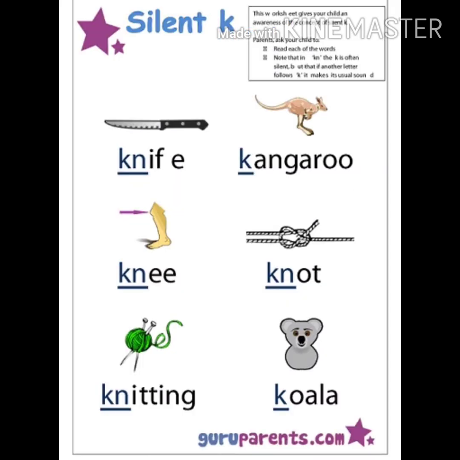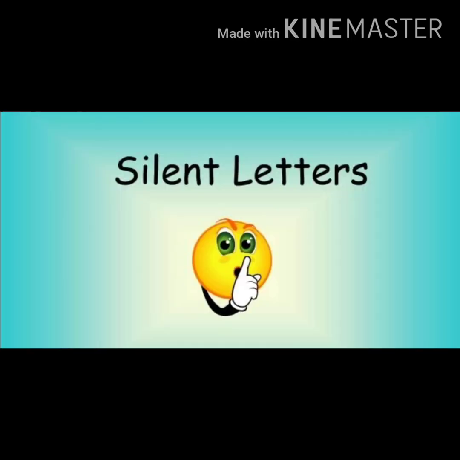In English, when K is followed by N, in most cases we do not pronounce K, okay? So it's always silent. So we say knife, we say knee, we say knitting, and so on. So you can see that you cannot depend on the letter you see to pronounce it correctly. The pronunciation may differ from one case to another.